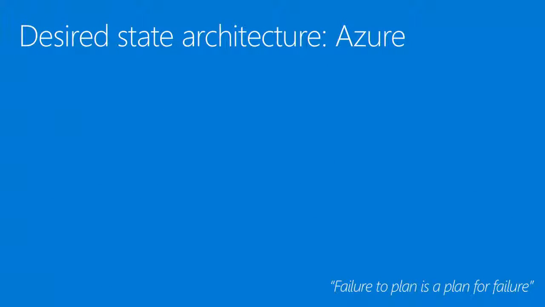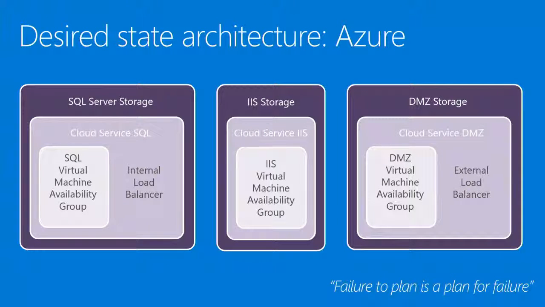So what is our desired state architecture in Azure? This is what I am aiming for. From Azure, we're going to have 3 storage accounts. Inside of those storage accounts, we're going to have 3 cloud services. The first one is our SQL cloud service, and in there, we're going to create 2 SQL machines inside of an availability group. That means that one can't go down without the other, which is great for clustering. Inside of that, I'm going to create an internal load balancer. One of the things about SQL 2014 over 2012 is that now you can do proper failover clustering and proper internal load balancers inside of Azure, which you couldn't do before.